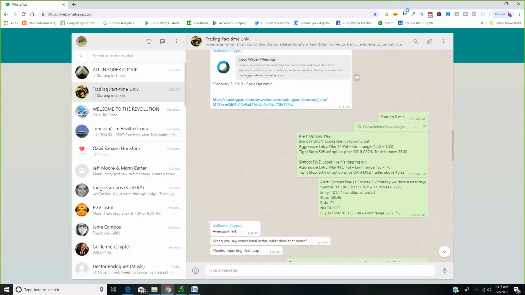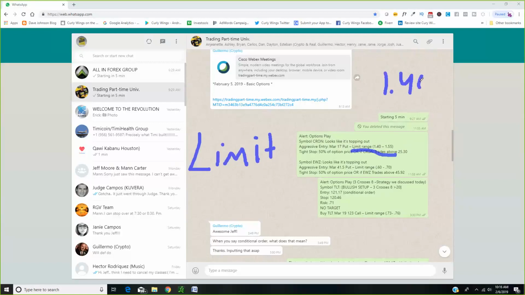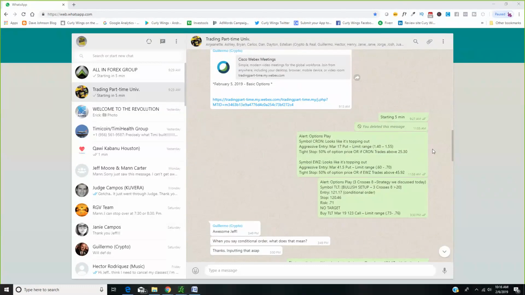Now, this is a limit range. This is the key. The reason why I give you a limit range, the limit is what we're willing to pay. So when I put this range, I'm telling you pay 140 all the way up to 155. Don't pay any more. It's your call where you put it. You can pay 145, 150, but what I'm telling you with this range is don't pay more, okay? But when I start with the 140, that's what I'm looking to pay.